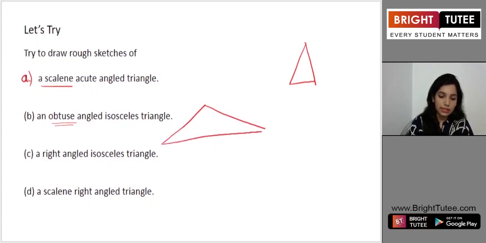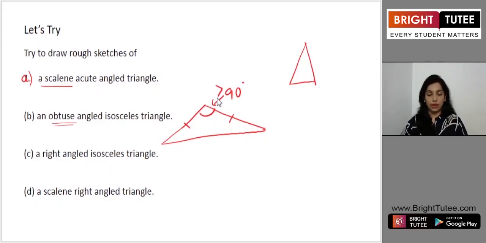So let's say this is my isosceles triangle with these two lines being equal to each other, and this particular angle being greater than 90 degrees. This is greater than 90. So this particular triangle is an obtuse angled isosceles triangle.